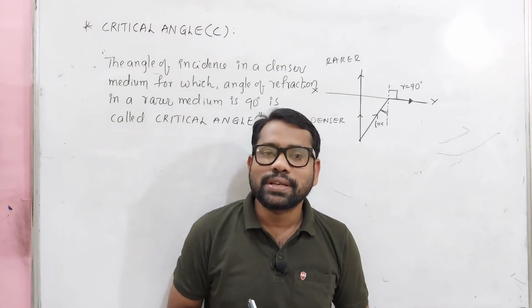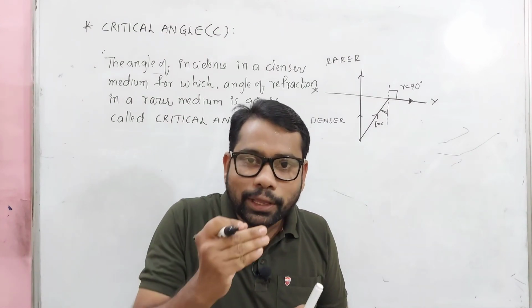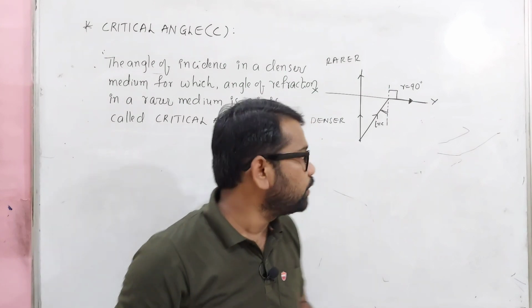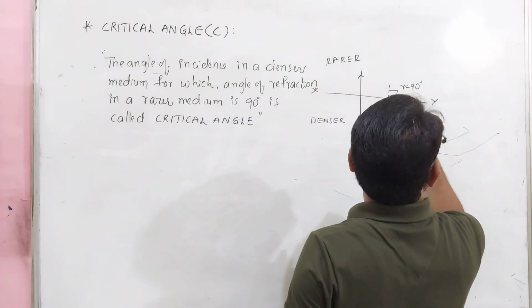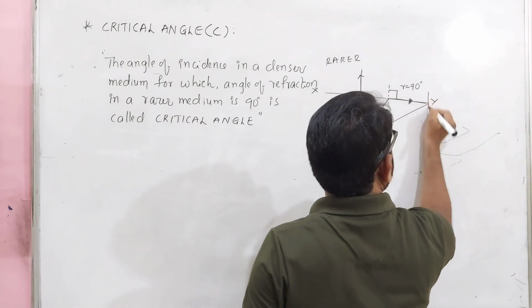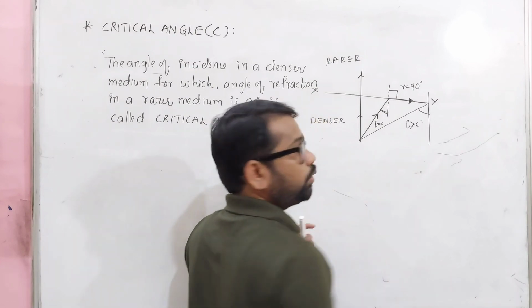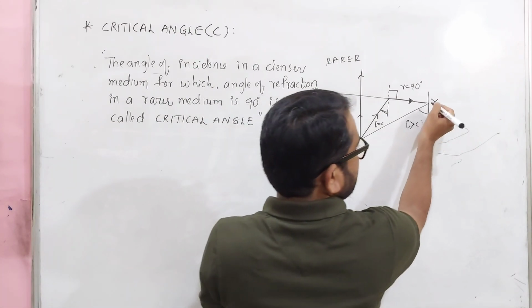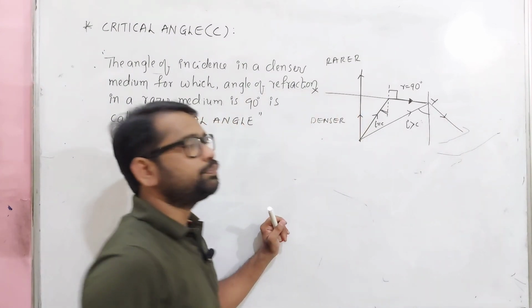Now what happens, dear children, when the angle of incidence exceeds the critical angle? Suppose this light is incident like this, look here. So here the angle of incidence is greater than the critical angle. Then, as we discussed, the light will get totally internally reflected.